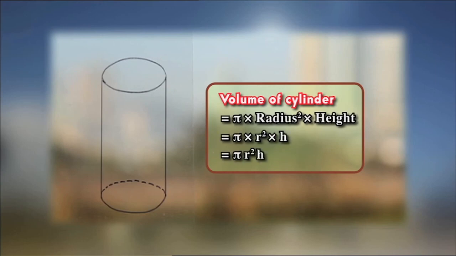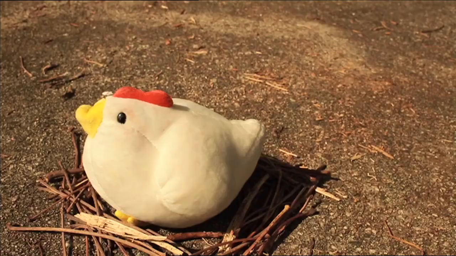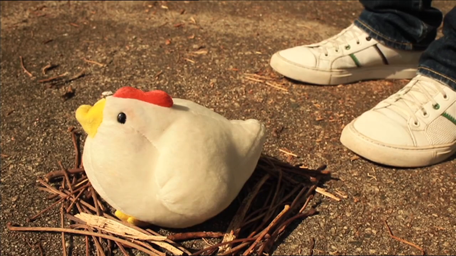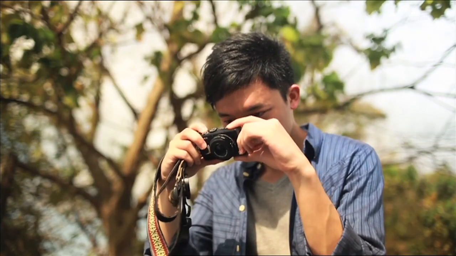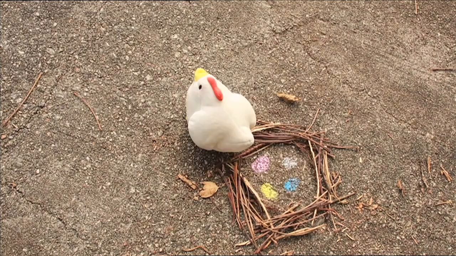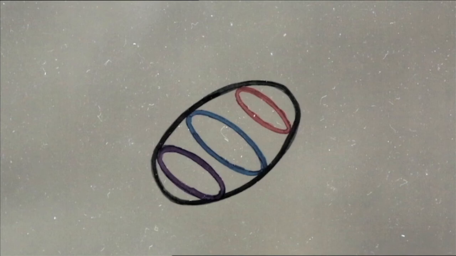If r is the radius and h is the height, the volume of the cylinder equals pi times r squared times h. The cross-sections of an egg are not equal. Some are larger and some are smaller. So an egg is neither a prism nor a cylinder.